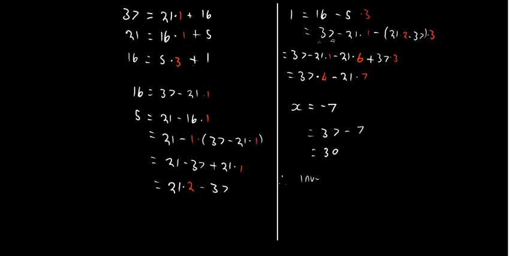So therefore, inverse, what is inverse 21 mod 37, or you can say 21 inverse, is congruent to 30 mod 37. So it's how we find the inverse.